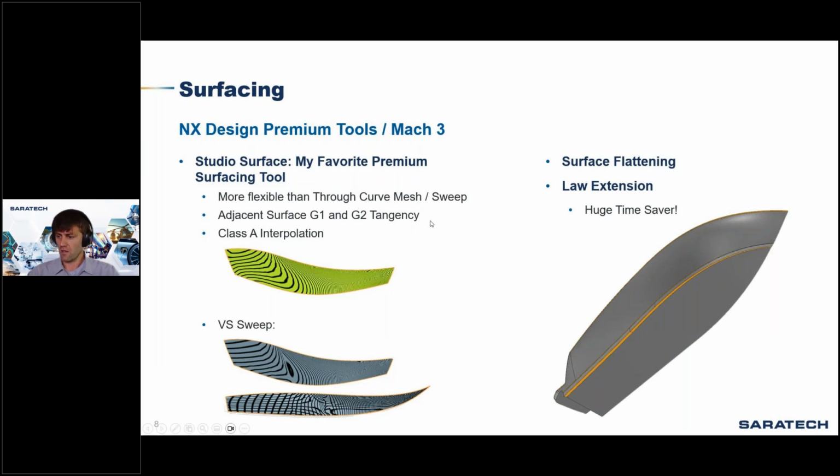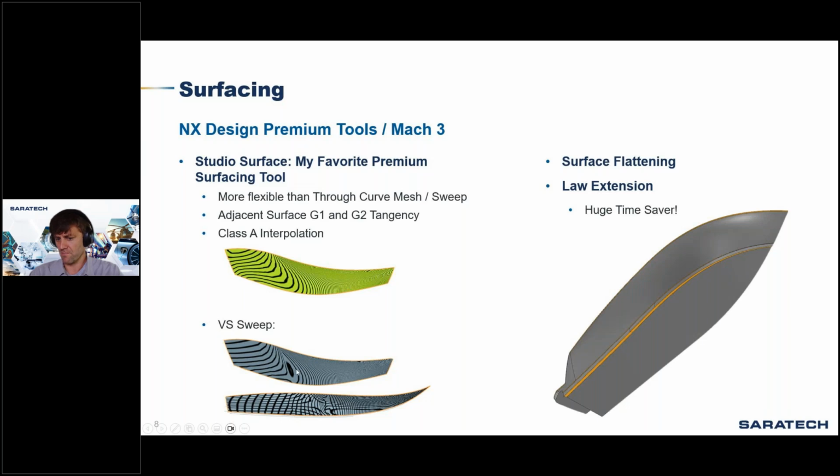I'll go into what G1 and G2 are in a couple of slides, but it gives you a very good Class A interpolation. And just a good example here, if you look at these reflection lines, this is my Studio Surface interpretation of that whole side, and you can see that those reflections are really clean.